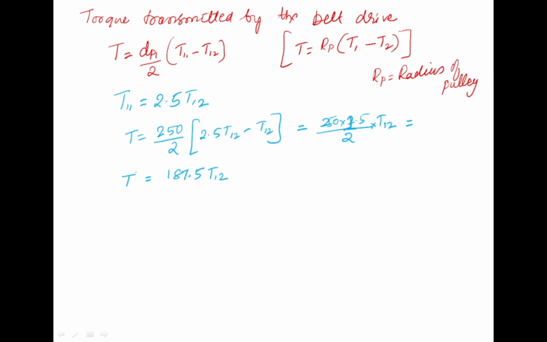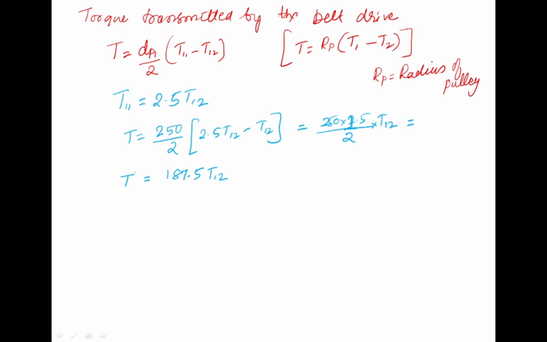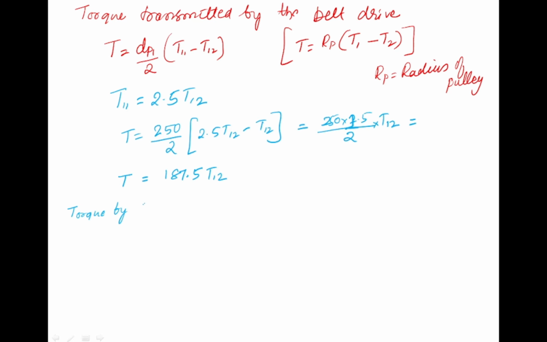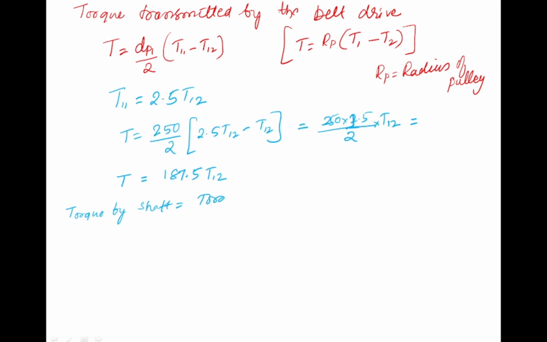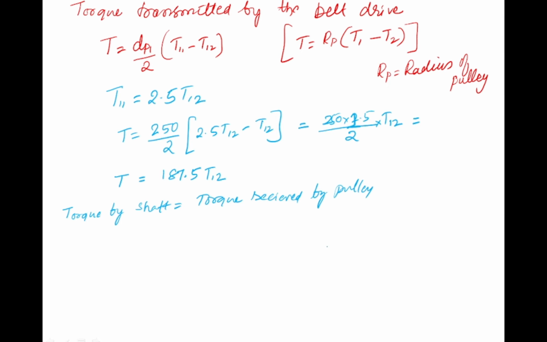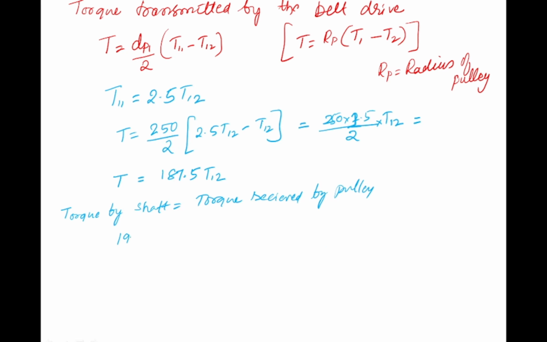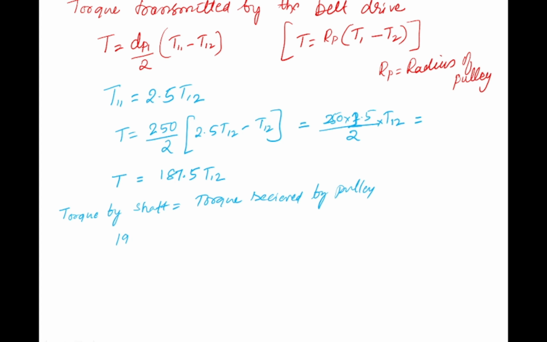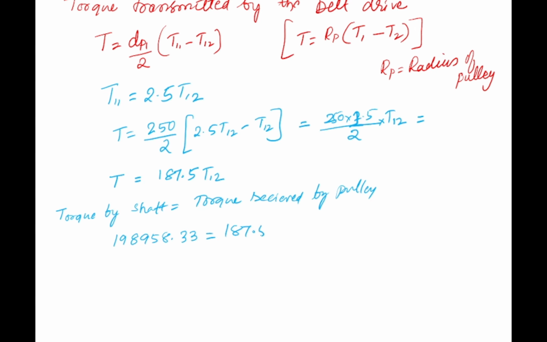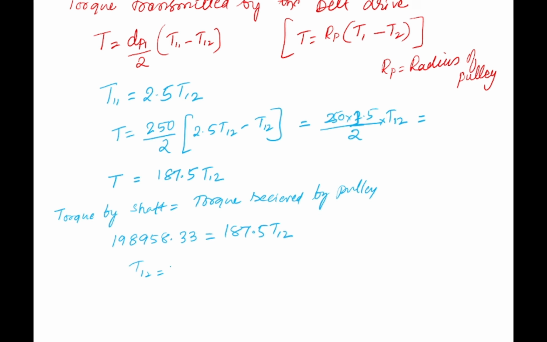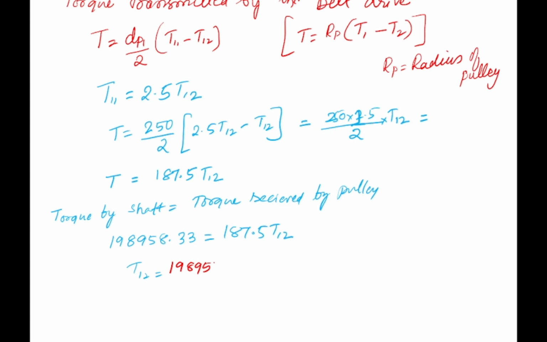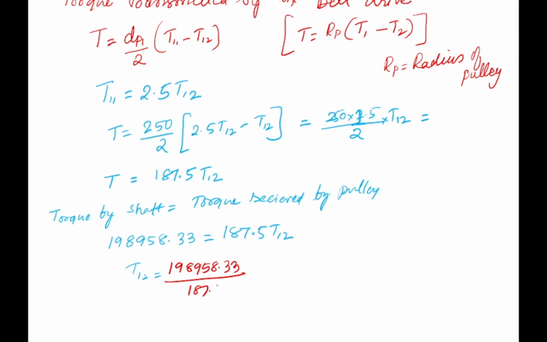Now, the torque transmitted by the shaft is going to be received by the belt drive. You can note down if you are getting confused: torque by shaft is equal to torque received by pulley. The torque value is 198958.33 equal to 187.5 T12. Now T12 equals 198958.33 divided by 187.5.